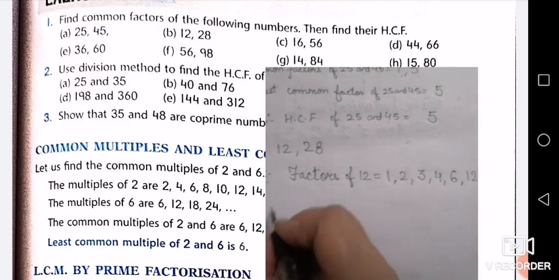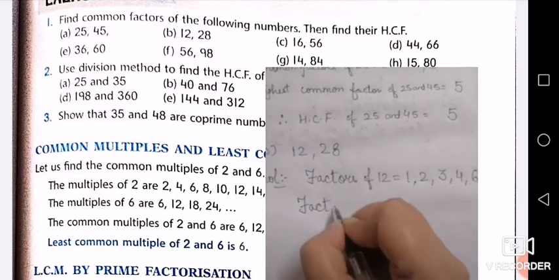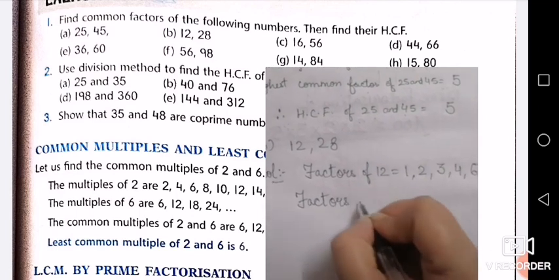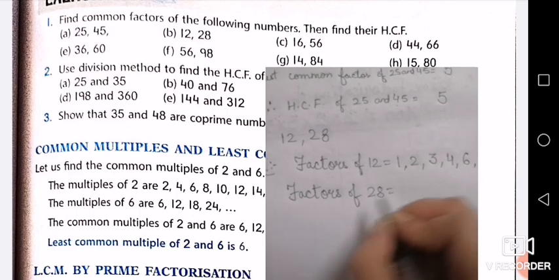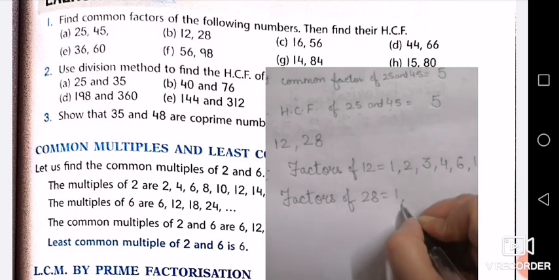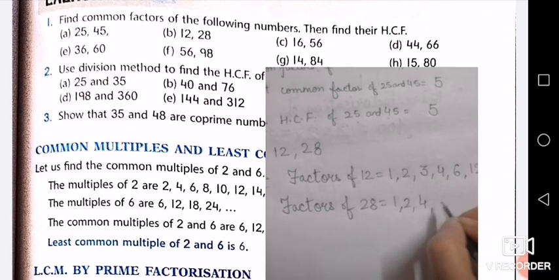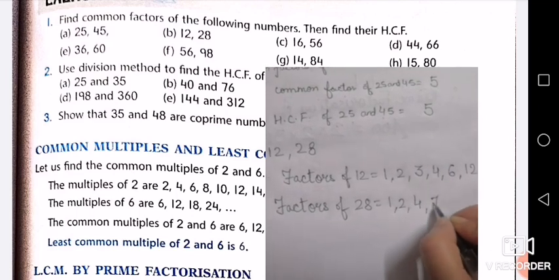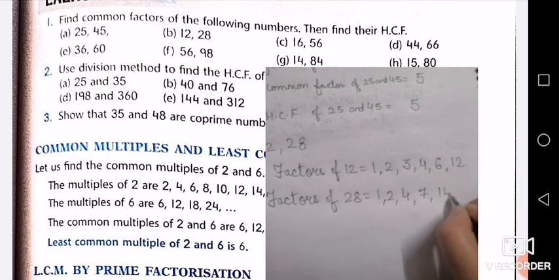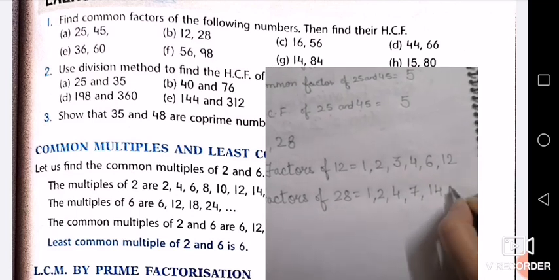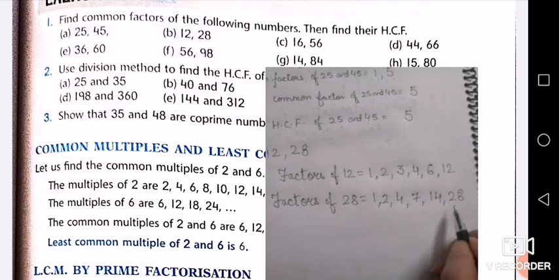Yes, correct. Now factors of which number you will write? Yes, the second number, that is 28. 1, 2, then 4 sevens are 28, then 7, then, yes, correct, 14 and then 28 itself. So these are the factors of 28.